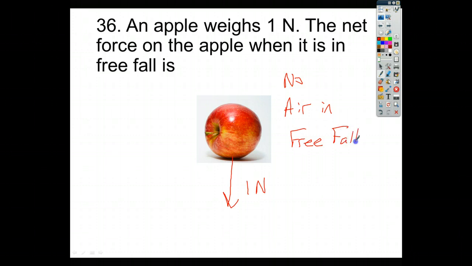There's no air resistance in free fall. So that is why that one is 1 Newton.